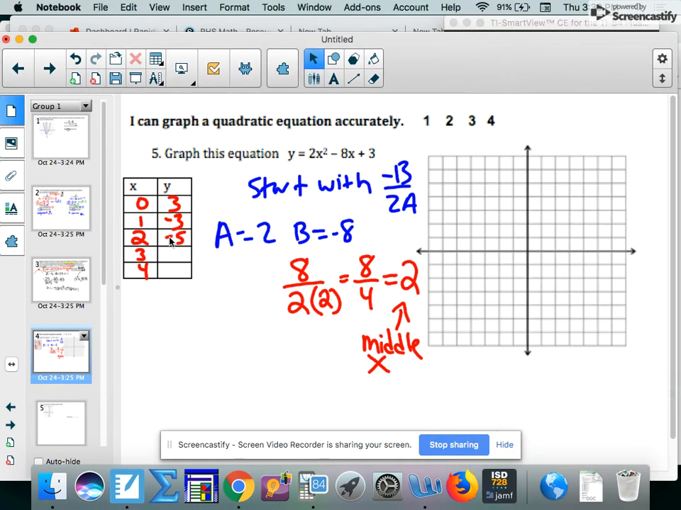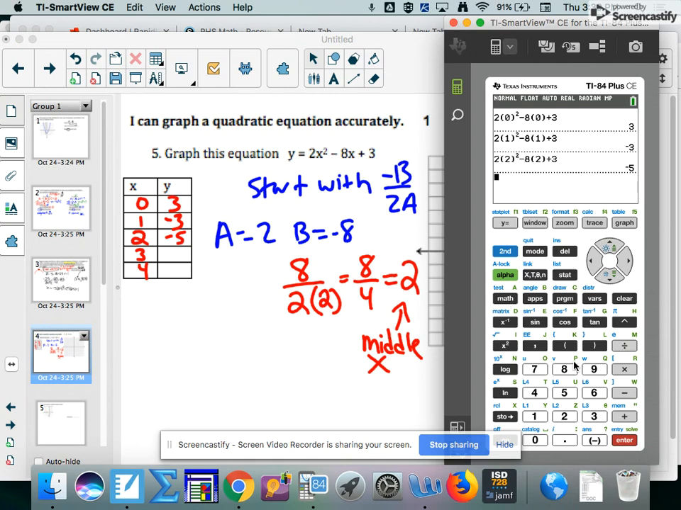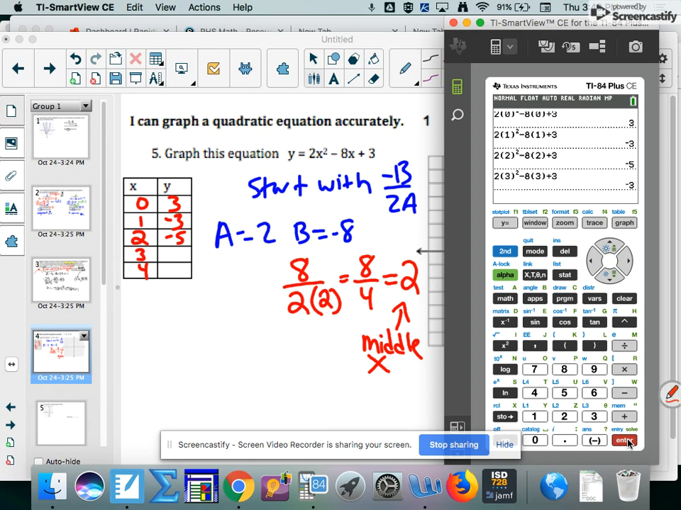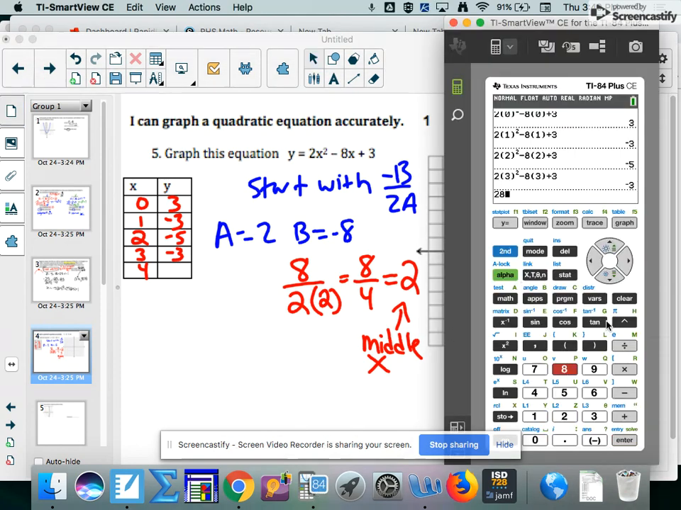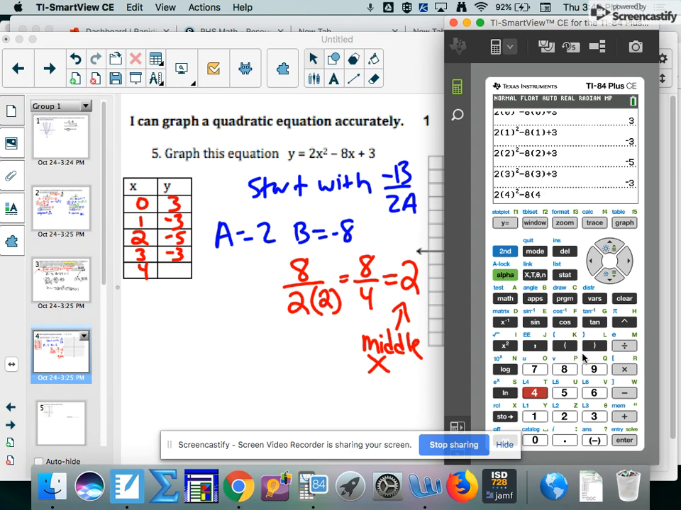Now I'm going to plug in 3. Some of you know what it should be already. That's good. But it's always good to double check because sometimes you make a mistake and that can help you. So I'm going to plug in 3 minus 8 times 3 plus 3. And I get negative 3. And then I'm going to plug in 4. Again, everything in the equation is the same. You're just plugging in your x value. And you get 3.